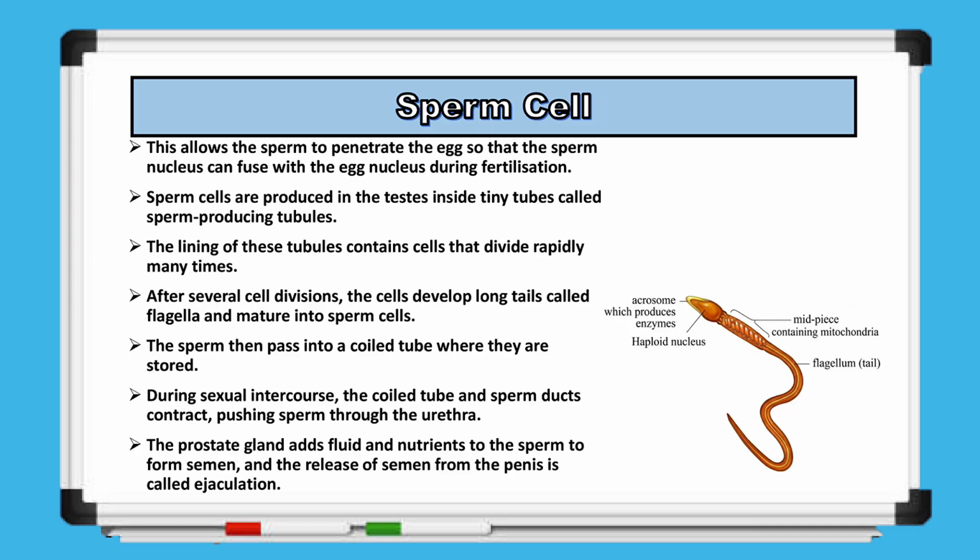After they are formed, the sperm pass into a coiled tube where they are stored and continue to mature. During sexual intercourse, the coiled tube and sperm ducts contract, pushing the sperm toward the urethra. The prostate gland then adds fluid and nutrients to the sperm to form semen. The release of semen from the penis is known as ejaculation.